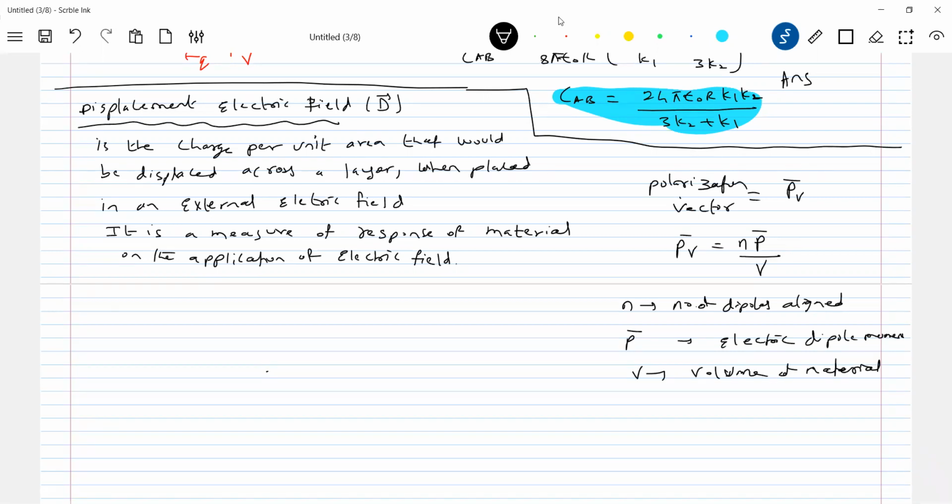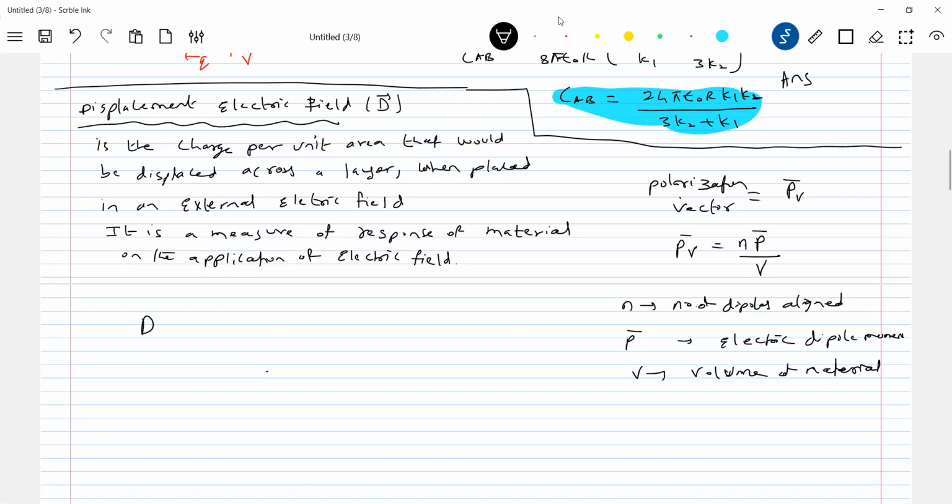So to study the behavior of a material when it is placed in an electric field, we have defined many things. This is called the polarization vector. If the material doesn't get polarized, so none of the dipoles got aligned, N will become zero, then this polarization vector will become zero. Got this?